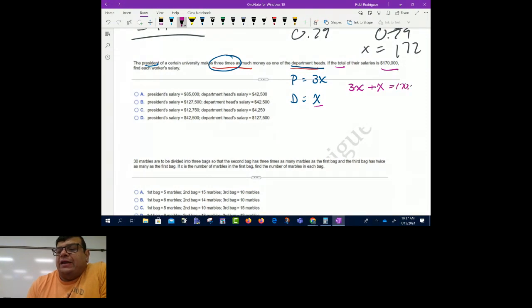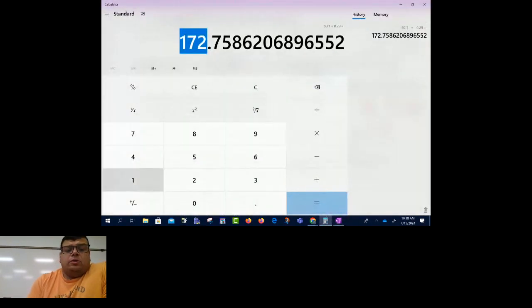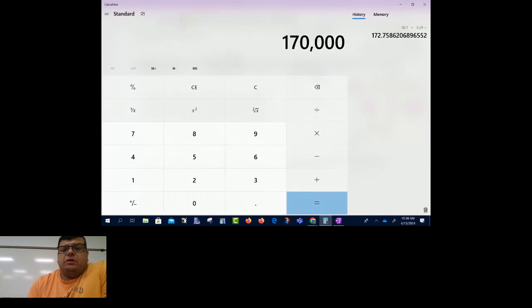That has to add up to 170,000. Okay. So look, y'all, we're going to go like this. 3X and another X is 4X equals 170,000. So when we divide everything by 4, 170,000 divided by 4, y'all, I'm coming up with 42,500.